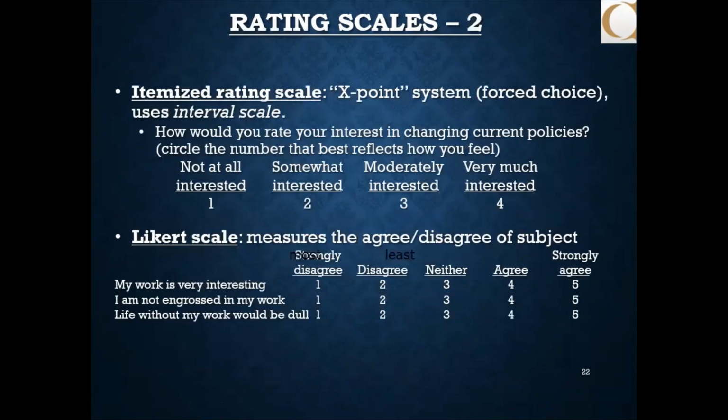And then the itemized rating scale, X point system, forced choice, is an interval scale. So how would you rate your interest in changing current policies? Circle the number that best reflects how you feel. So it's like not at all, somewhat, moderately, very much, and then you just circle which one you feel.